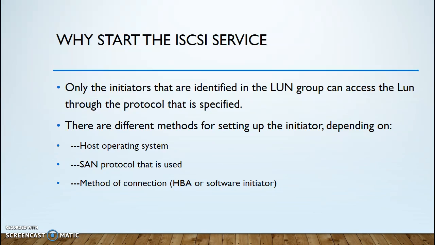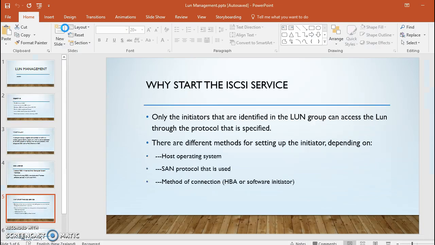The iSCSI initiator will start a service to identify the LUN that accesses the LAN through the protocol, but we should specify the protocol through three methods. The first one is host operating system. The second is using a sign protocol, and the last one depends on different connections. So now let's start our project.